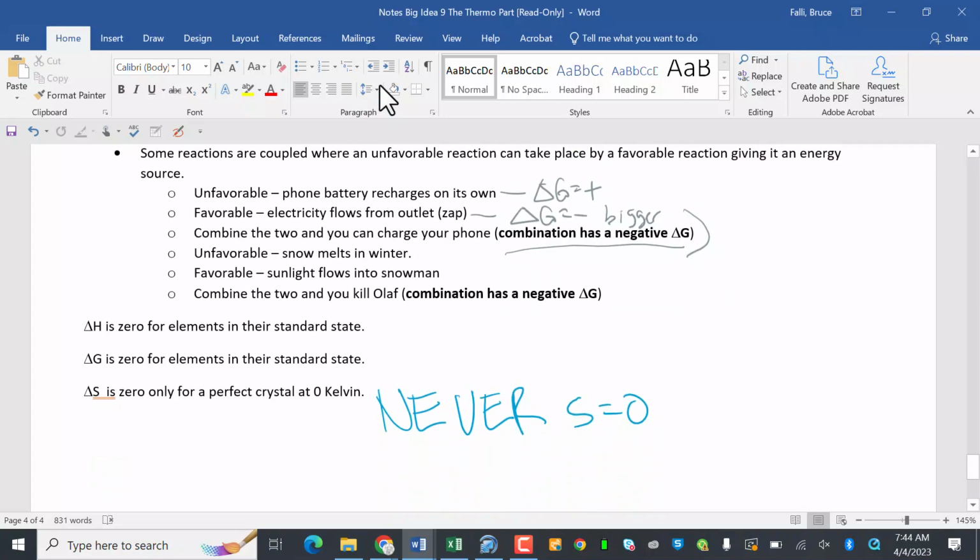Aww. Delta G is 0 for elements in their standard state. Delta S is 0 only for a perfect crystal at 0 Kelvin, which is never.